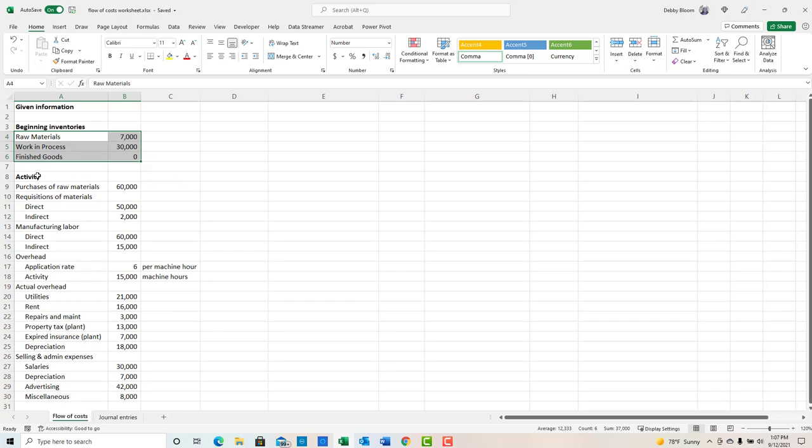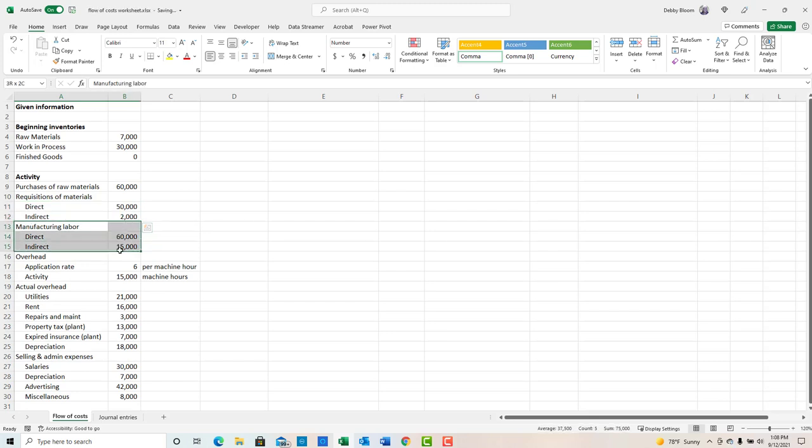Now, for the activity during the month. During the month, we purchased 60,000 of raw materials. We explained requisitions in Chapter 2, Job Order Costing Environment. Whenever we take materials out of the raw materials storeroom, it's called a requisition. And we note whether it's going to a particular job or whether it's indirect materials and it's going to overhead. So of our 52,000 of requisitions, 50,000 were direct and $2,000 were indirect.